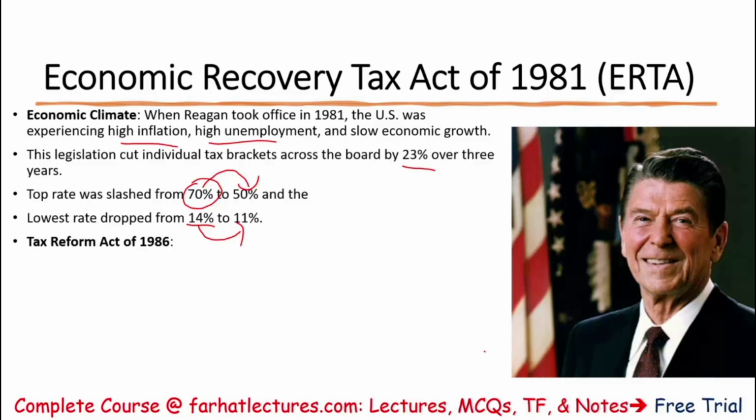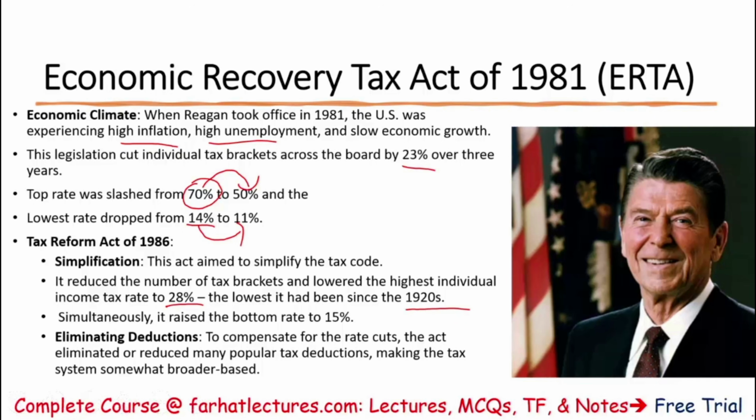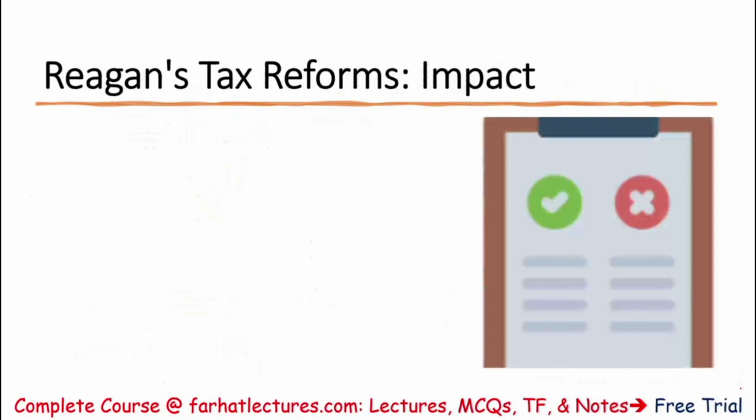Then in 1986, we had the Tax Reform Act, which simplified the tax code. It reduced the number of tax brackets, lowered the highest individual income tax rate to 28%, the lowest it had been since the 1920s. And simultaneously, it raised the bottom rate to 15. Again, it went from 11 back to 15. And it eliminated certain deductions because we reduced the taxes. They eliminated deductions for both corporations and individuals. So this way, the government can collect more money, and it lowered the corporate tax rate from 46 to 34. Overall, it simplified the tax rate and it lowered the taxes.